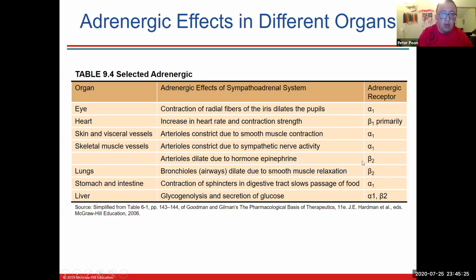Beta 2 causes the bronchioles to dilate. So beta 2 is used to open up airways. Now beta 2 is also found in skeletal muscle and in the liver. So here's the cool part about this.